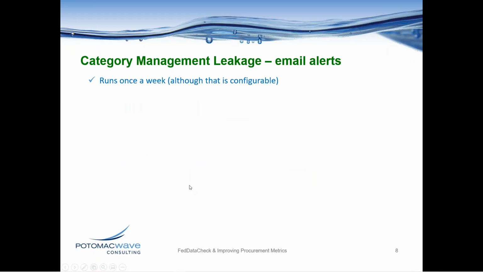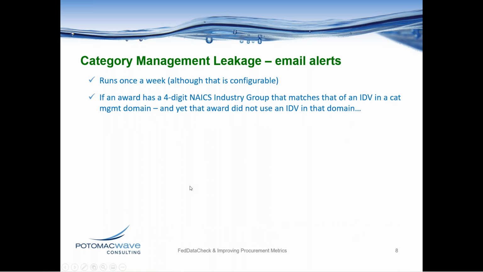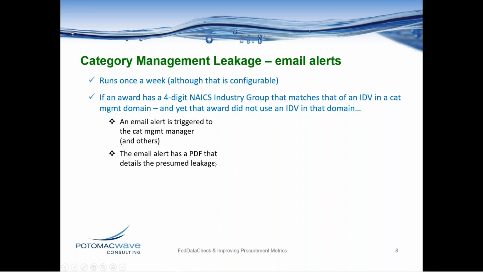Okay, so we run that once a week. We matched on the 4-digit NAICS Industry Group. An email alert is triggered to the category management manager as well as others. The email alert has a PDF that details the presumed leakage.